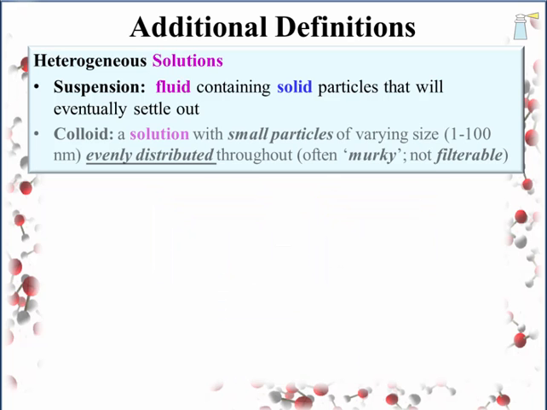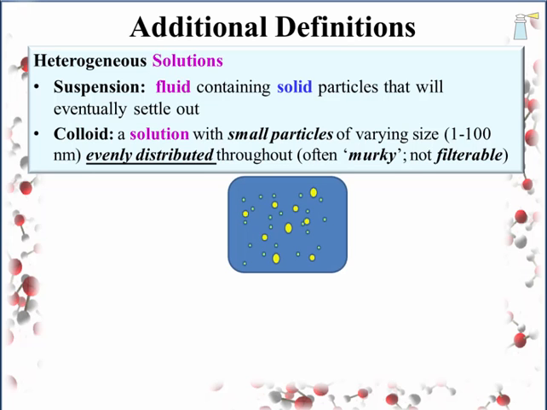The other type of heterogeneous solution is called a colloid. This is a solution with small particles of varying size on the order of 1 to 100 nanometers that are evenly distributed throughout. A murky appearance is often associated with colloids. Because the particle size is so small, it is very difficult to filter them out. Also, because of the small size, the particles tend to stay suspended in solution. This cartoon representation has particles with a distribution of sizes.